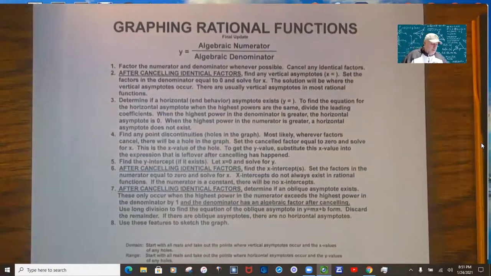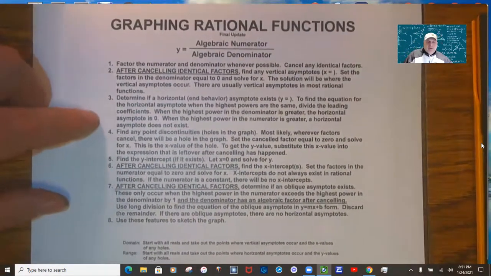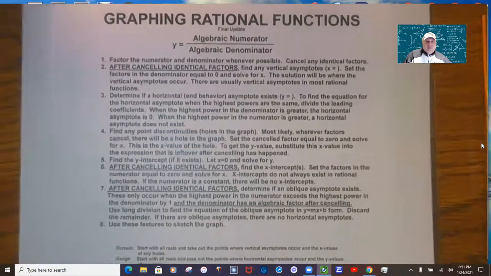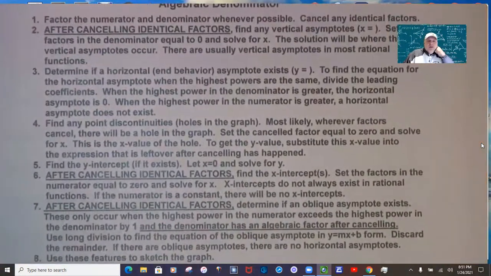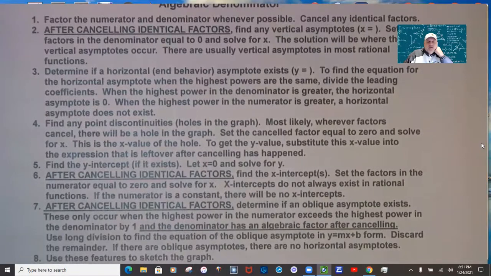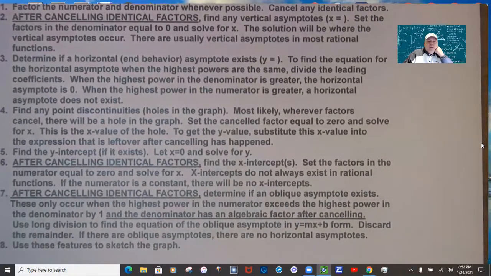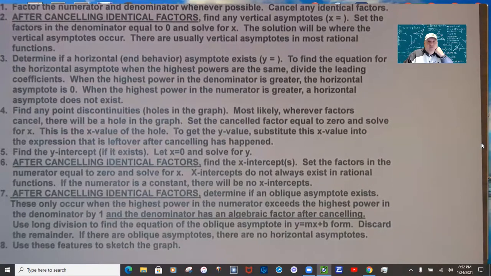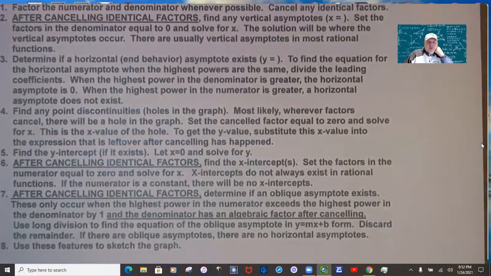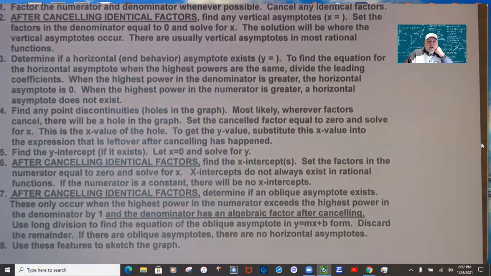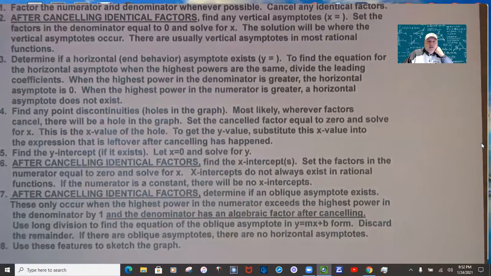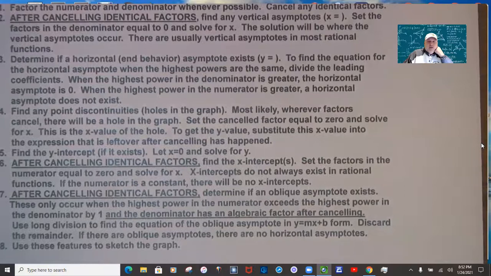This is the hard one in the end, because there are really 3 different possibilities. And this is step 3. Determine if a horizontal end behavior asymptote exists in the form of y equals, to find the equation for the horizontal asymptote when the highest powers are the same. So this is the most common: divide the leading coefficients. So that's the case in this problem. When the highest power in the denominator is greater, the horizontal asymptote is 0. That's the second most common type. And then when the highest power in the numerator is greater, a horizontal asymptote does not exist.